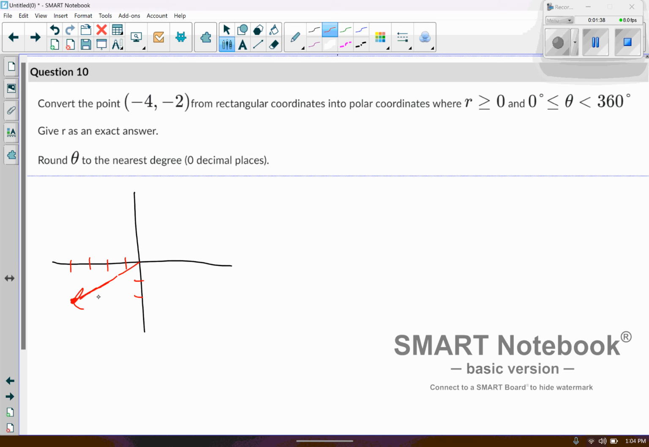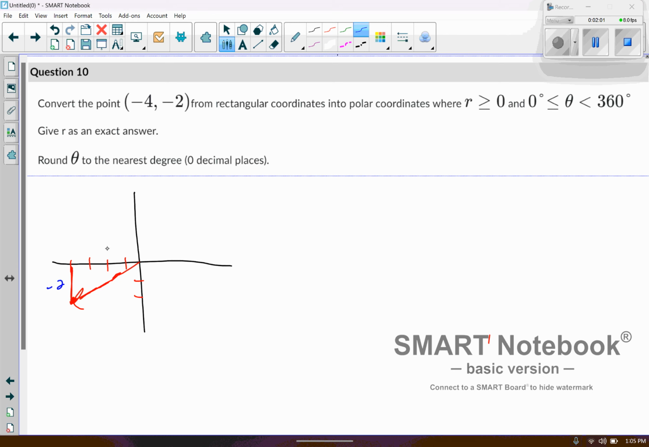And so I need two pieces of information. I need the magnitude and I need the rotation here. And so the magnitude would just be the square root of the dot product of this ordered pair. Or you could do Pythagorean theorem if you really wanted to. Pythagorean theorem would be pretty easy, actually.